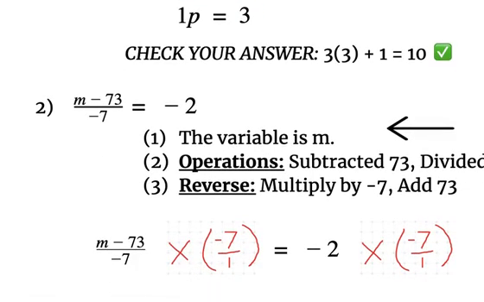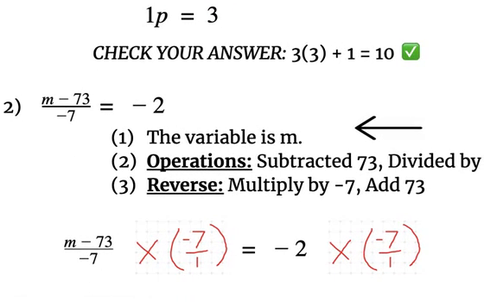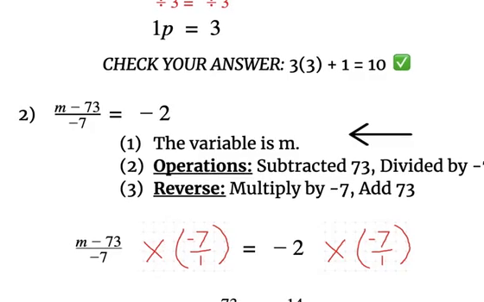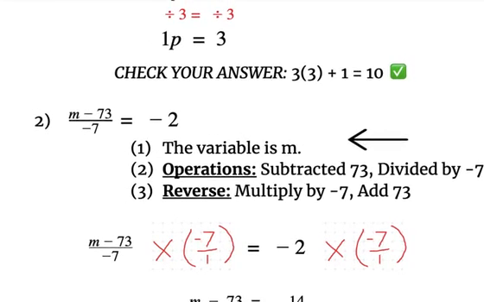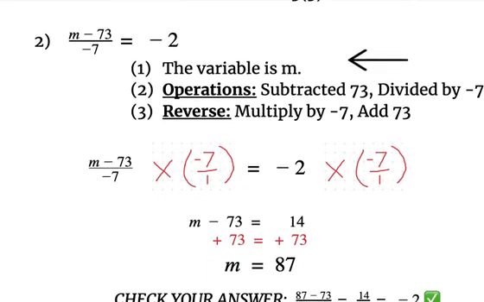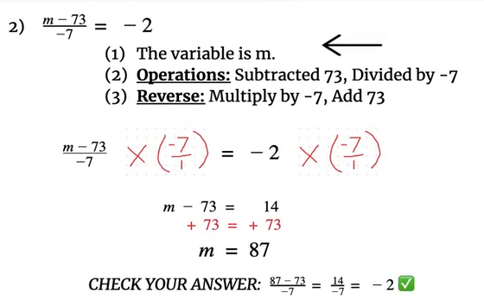All right, in this problem, we have m minus 73 divided by negative 7 equals negative 2. Okay, so we're going to go through the same motions. We're going to find the variable. It's m, and it's right here. Locating the variable is a great first step.